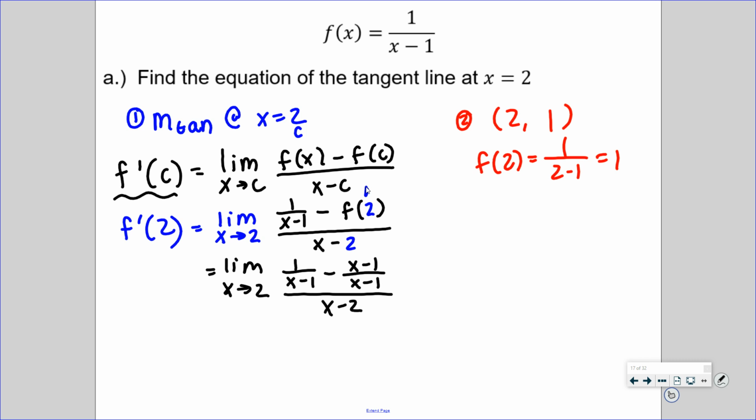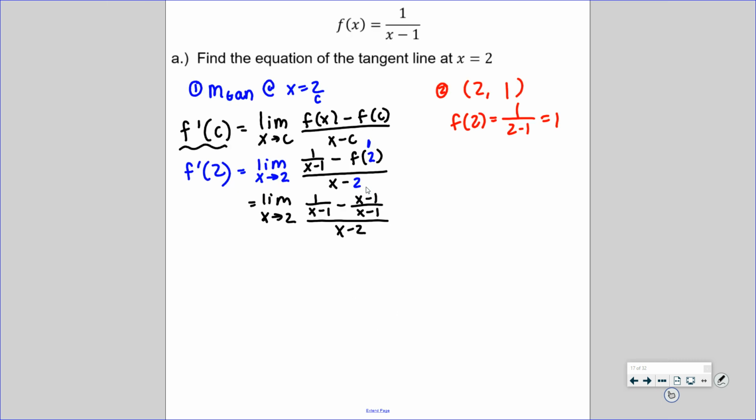At this point, with all this algebra, is a good time for my spiel: a lot of students understand the calculus concepts. They understand what they're doing here, but they struggle with the algebra. Okay, that's why algebra is important.